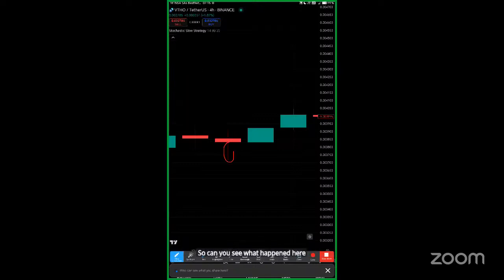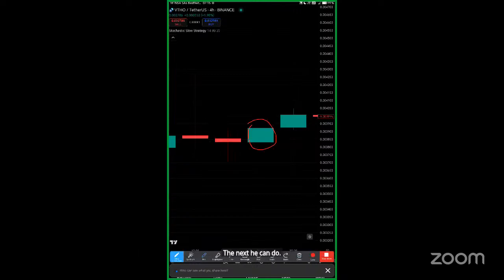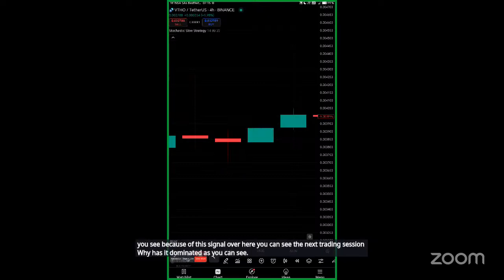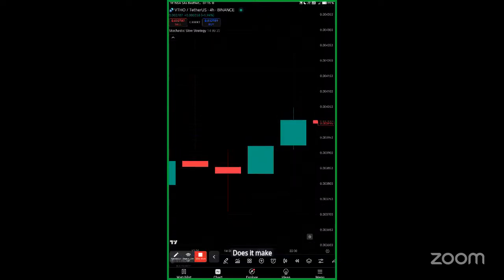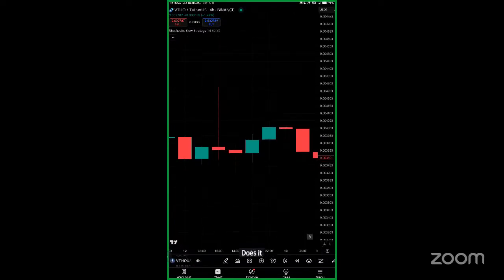Because of this buying pressure that happened in this candlestick, in the next candle, buyers came with energy. They pushed the price. Can you see? Because of this signal over here, in the next trade session, buyers dominated, as you can see. Does it make sense, guys?